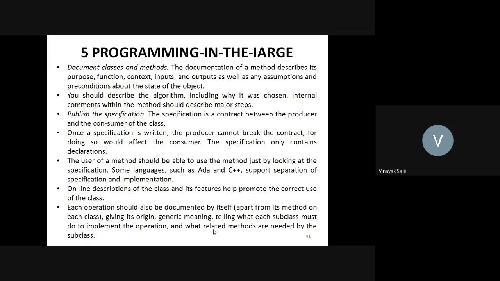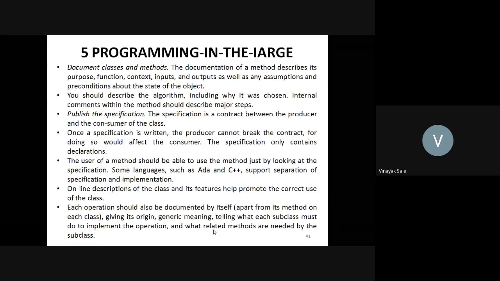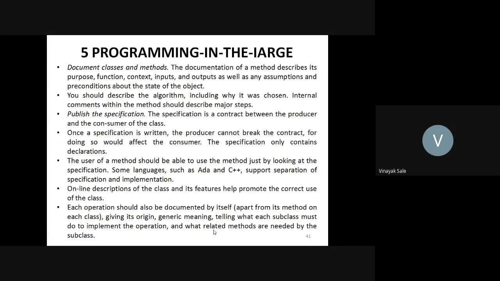Publish the specification. The specification is a contract between the procedure and the consumer of the class. Once the specification is written, the procedure cannot break the contract, for doing so would affect the consumer. The specification only contains declarations. The user of a method should be able to use the method just by looking at the specification.